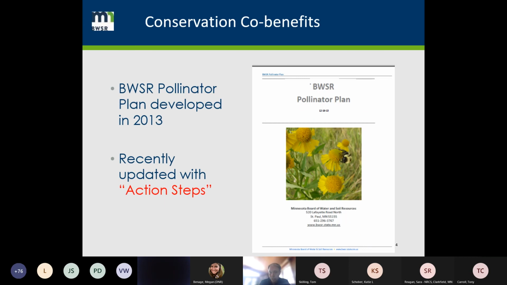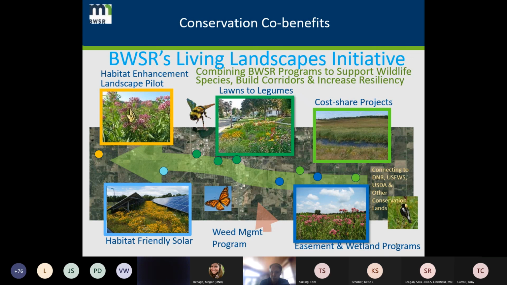Back in 2013, we developed a pollinator plan for the agency. This was really intended to start defining our action steps around pollinators, and one of the key parts of this was to incorporate pollinator habitat across our conservation programs. There are many different programs that we work on across landscapes, so we're looking for opportunities to build pollinator habitat for other wildlife species within these different programs.